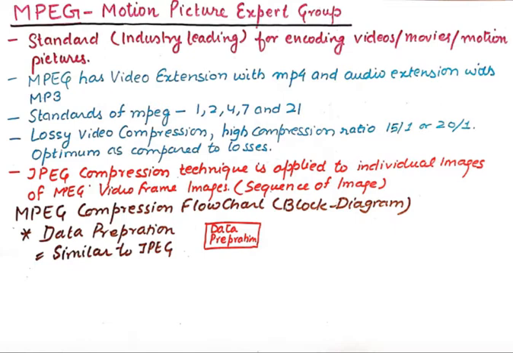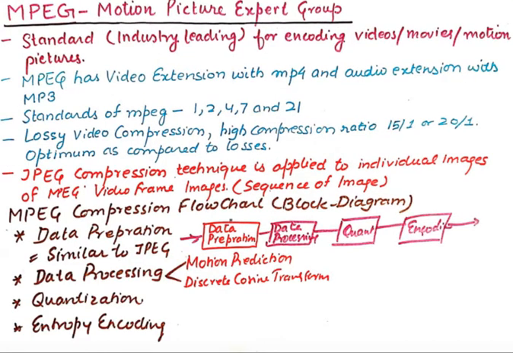Now let's talk about the MPEG compression flow chart, or the block diagram. The block diagram of MPEG consists of 4 blocks. The first block is data preparation, which is similar to JPEG, the second block is data processing, the third block is quantization, and the fourth block is encoding. In data processing we do motion prediction, and then we do discrete cosine transform. Then we have quantization, and encoding is done through entropy encoding.